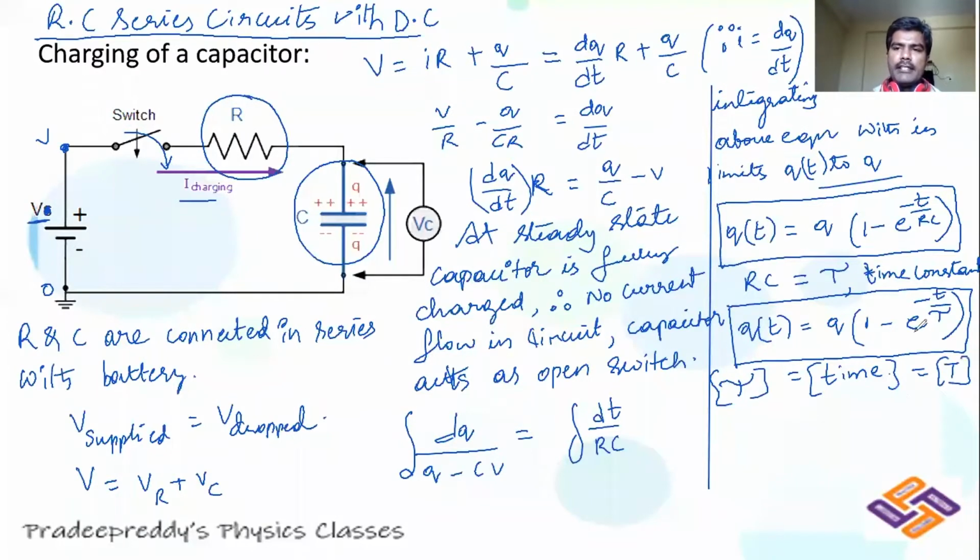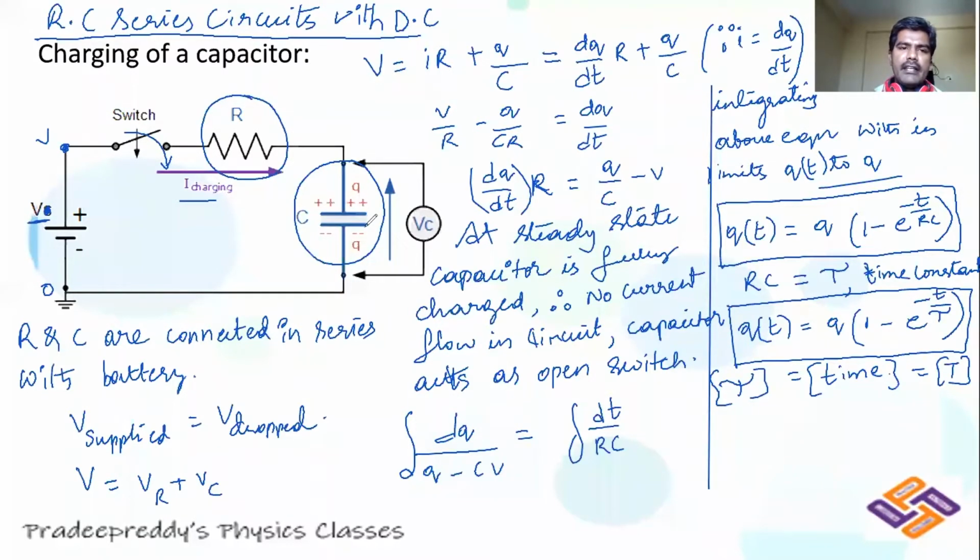Now this is the final expression. After evaluating the integration, you will get the final expression as Q of t is equal to Q into 1 minus e power minus t by tau. This expression gives the value of charge at any instant of time when the capacitor is undergoing charging. Now I'll explain this clearly. Initially, what is the charge on the capacitor? It is 0. After some time, when you switch on this key, charge will be introduced and accommodated on this plate.